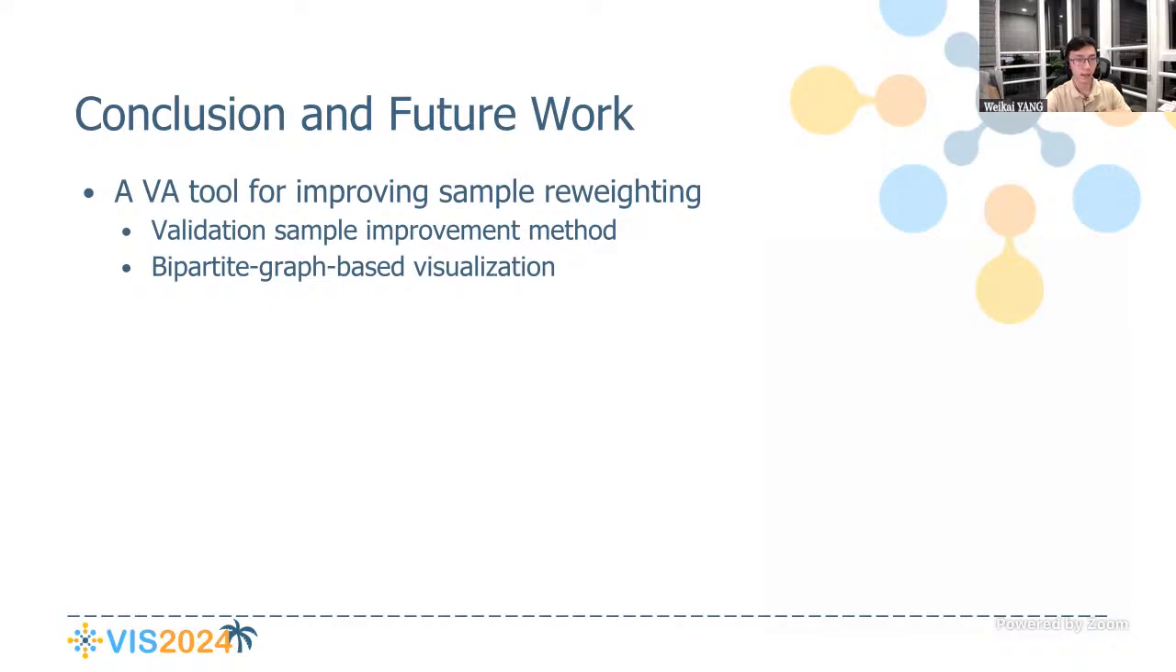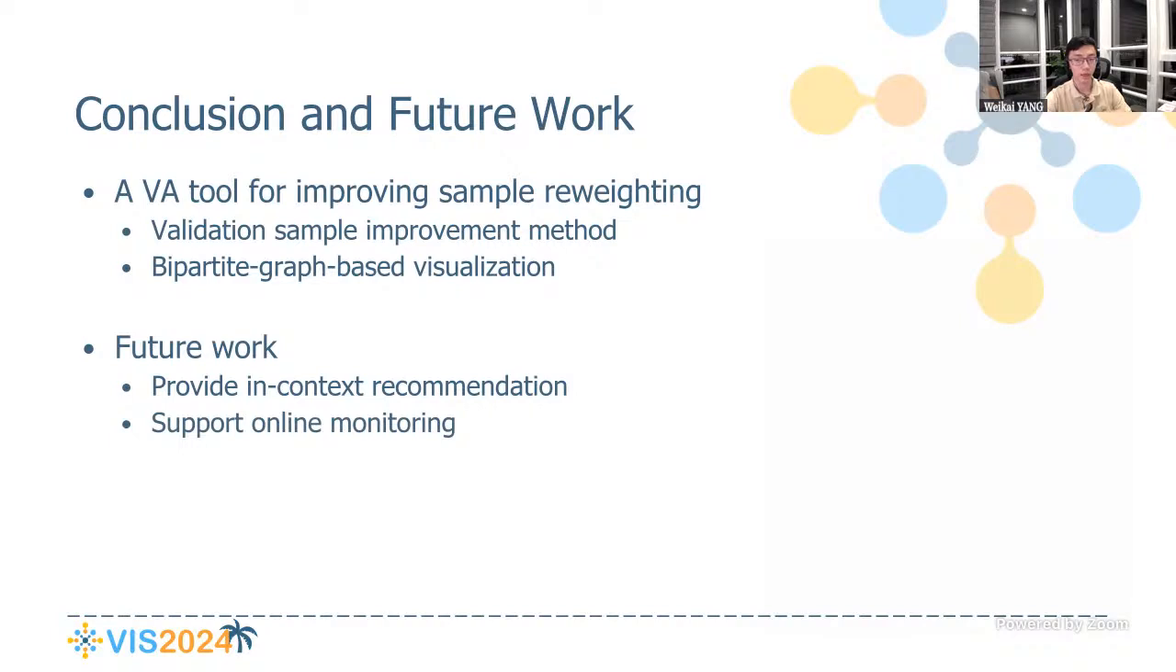And of course, there is much interesting future work that deserves exploration. For example, currently we recommend samples that are likely to have wrong reweighting results for examination. It would be more interesting if we can dynamically recommend the samples of interest based on users' previous adjustments. The second one is about supporting online monitoring so that users can check the model performance and the reweighting results across different epochs and make adjustments in time.